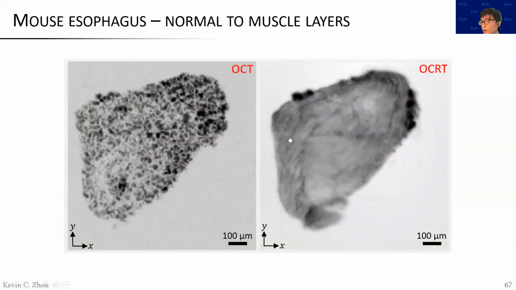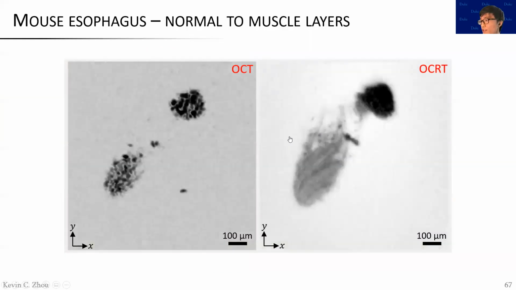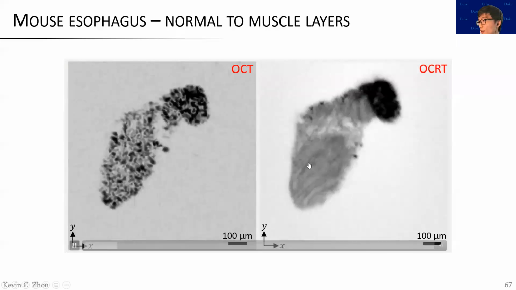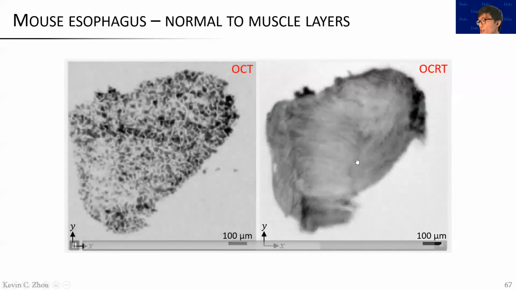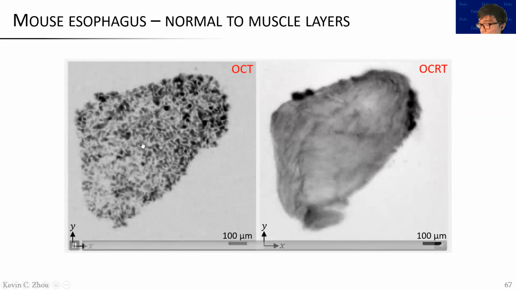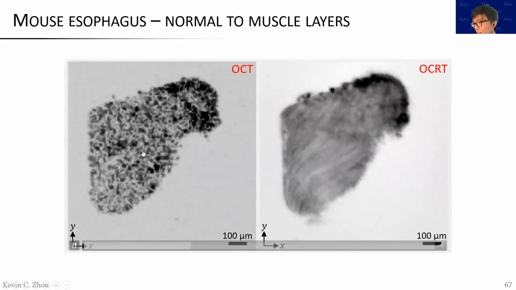So this is the same sample, but now I'm flying through normal to the muscle layers. And we can actually see when the layers switch, when the orientation of the fibers switches. Whereas for OCT, we don't see this transition very clearly at all.